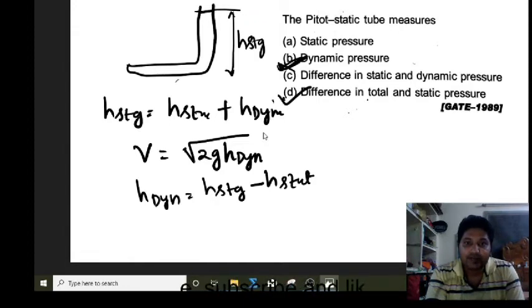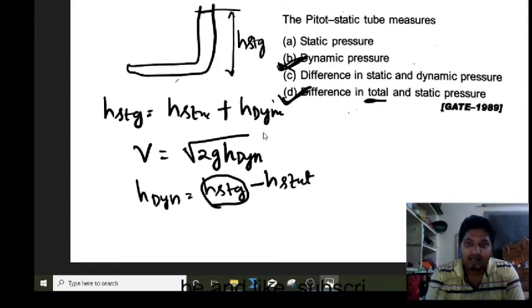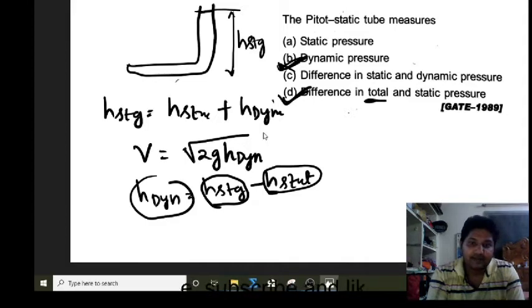Option D. So total pressure means what? This one is called stagnation pressure. From the stagnation pressure, we are subtracting the static pressure, and this one is dynamic pressure. So option D is correct.